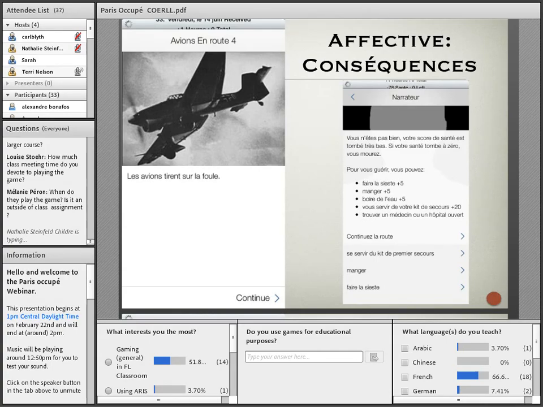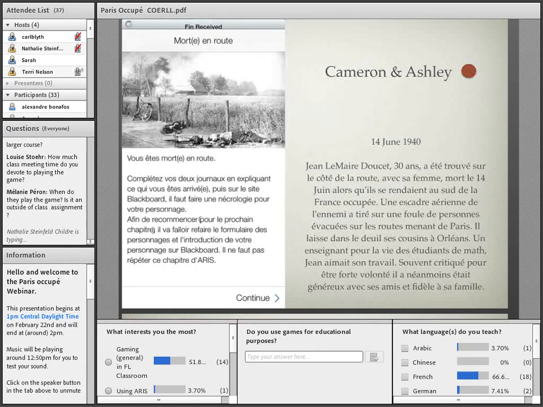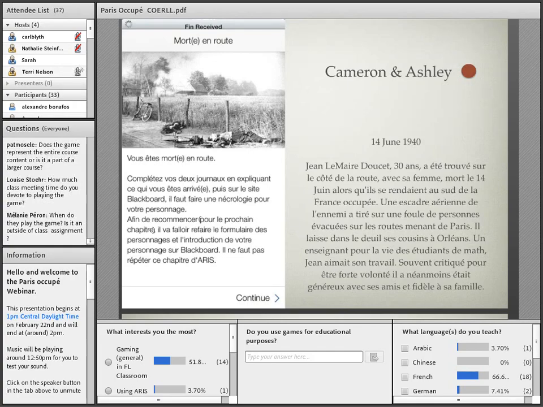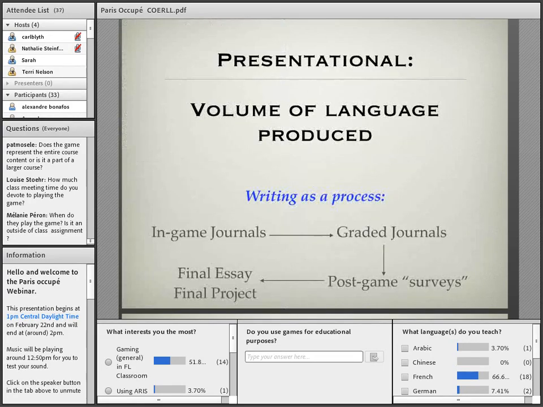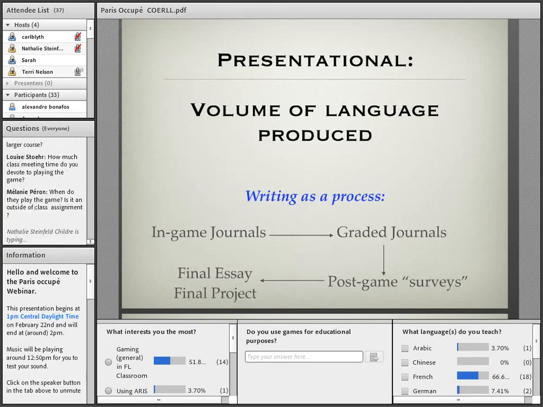So this kind of gameplay, where something really terrible can happen to you, as it does in a lot of games, your character dies, you have to start over that level. That was really important to her, to make the right choice. She did make the right choice. And then like 10 minutes later, her character actually did die. So here are the little consequences. You died on the road, and here you can see one of the students' obituaries that he wrote for his character. So, presentational.